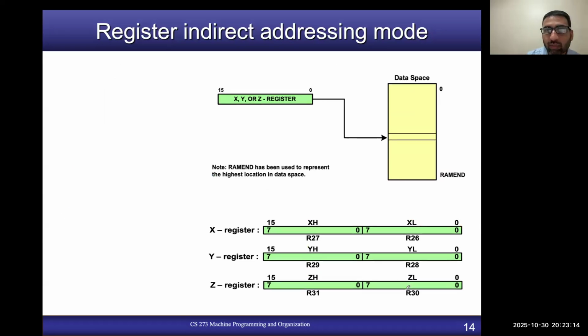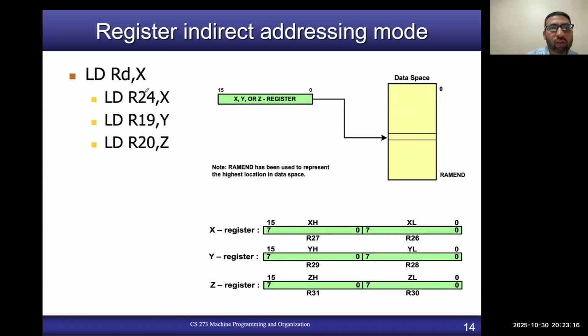So for example, if you write this instruction, this is load. This is not load static, it is only load. When you say load R24, X, you are saying that whatever value is available in the register X, use it as an address, go to that location in memory, and from that location put the value into R24.